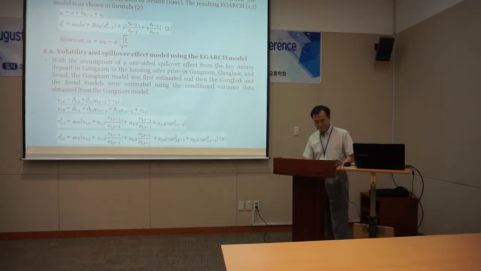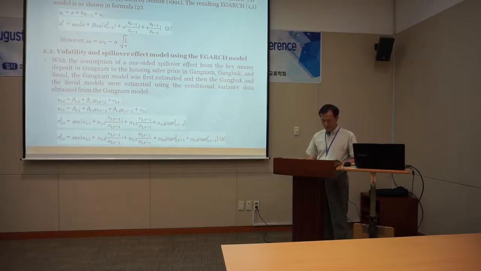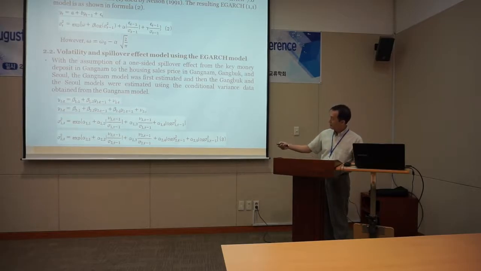Number three. The mean equation and the conditional variance equation are for analyzing volatility and stability factors. Each variable and subscript number 1 and 2 for coefficient. Equation 3 is used to depend on each variable when calculating the spillover effect of housing price from Gangnam to Gangwon or Seoul. Number one, left to Gangnam. Where is number 2? Left to Gangwon or Seoul.